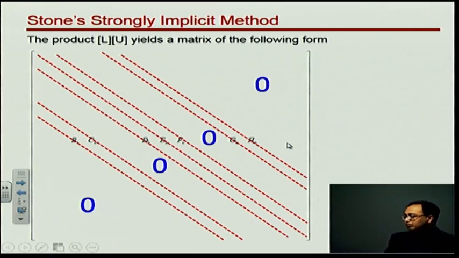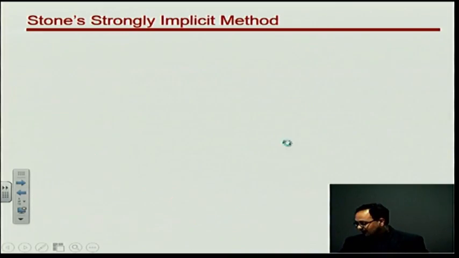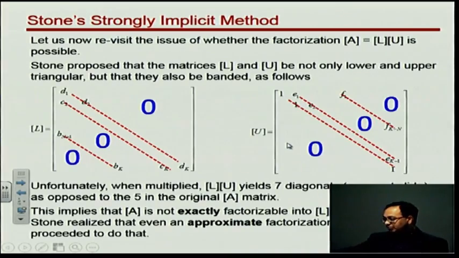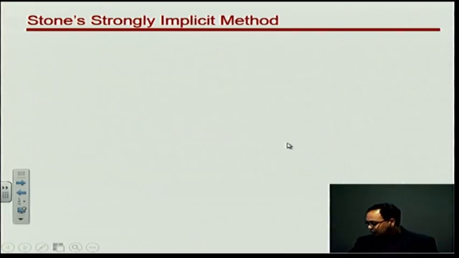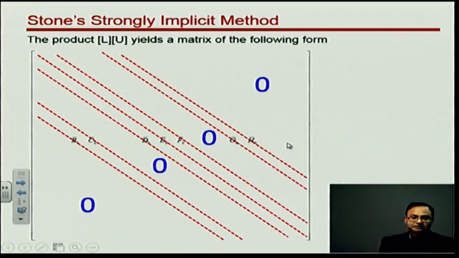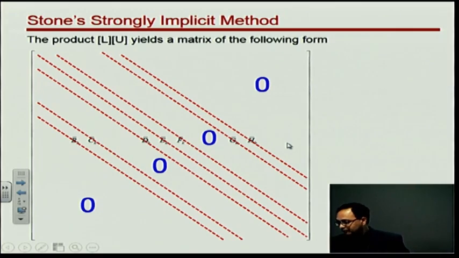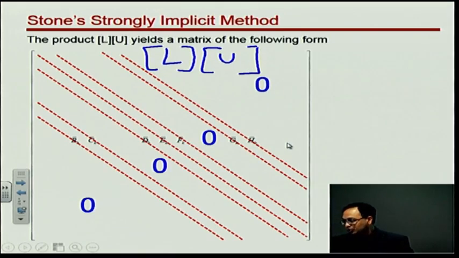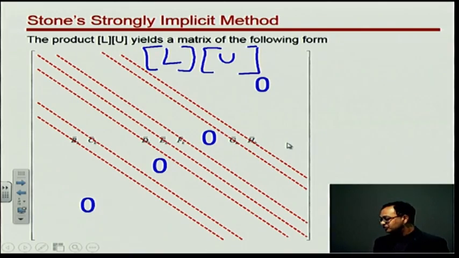So, as I said in the previous slide, if you actually multiply these two, L and U, the matrix will look like that: 7 diagonals. This is your L times U. That's what this is showing. And I have denoted the entries by E, D, F, G, H, and so on, but with bars on top of them, to show that these are not the coefficients of the original matrix.